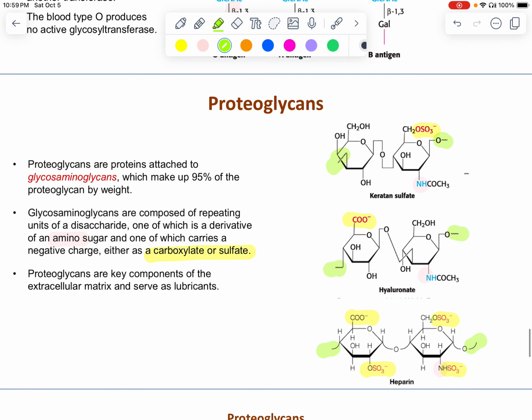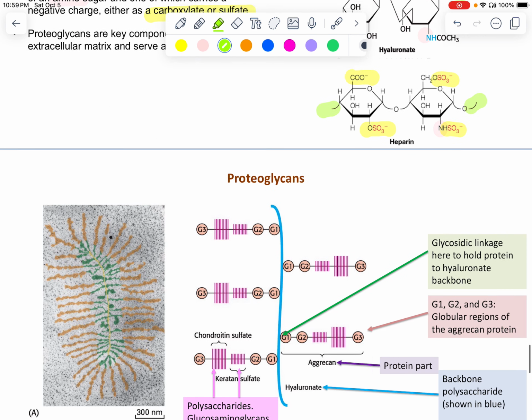These negative charges are important because those negative charges will attract water molecules. And so it allows for the idea of these hydration spheres around the molecules, so that essentially these polysaccharides carry lots of water with them. And that water is going to give some of the characteristics and functionality. And we'll look at that in our next example.